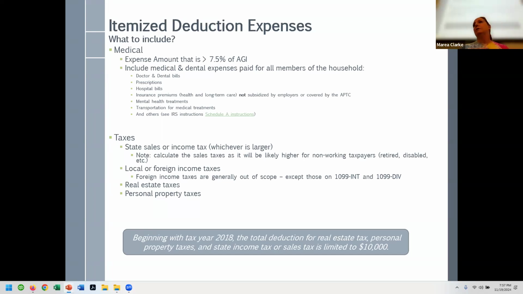It used to be unlimited. So if you lived somewhere like California that had property taxes through the roof and a really high income tax, you could have $15,000, $20,000 of taxes there pretty easily. But now, because of that limitation, you're stuck at $10,000. You can't subtract any more than that. So that is one of the reasons why the standard deduction is much more common for people these days.